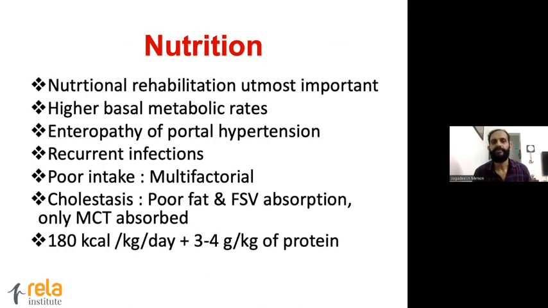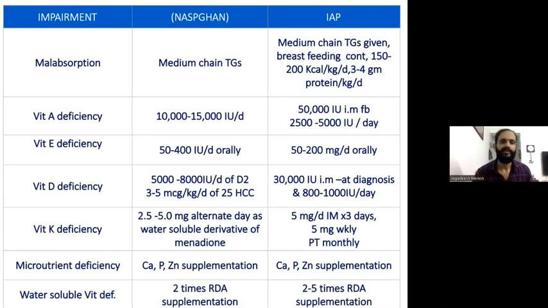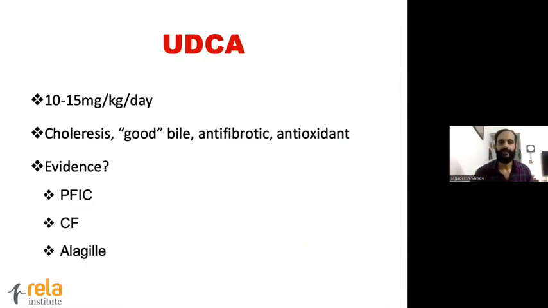Nutritional rehabilitation for a child with cholestasis is very important. They have higher BMR, enteropathy due to portal hypertension, recurrent infections, and absorption is bad. Only MCTs are absorbed. So their requirement is slightly double what a normal infant requires. This is the standard recommendation available over the web. The essence is that 2 times RDA is the usual recommendation for these children.